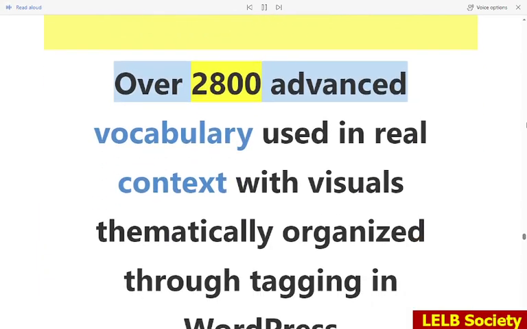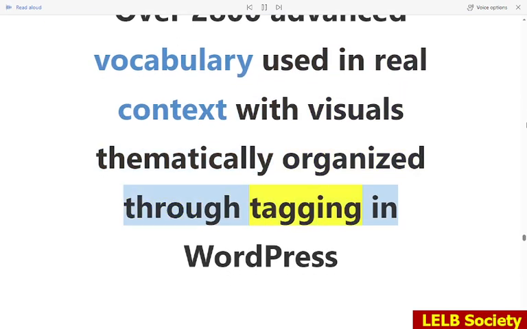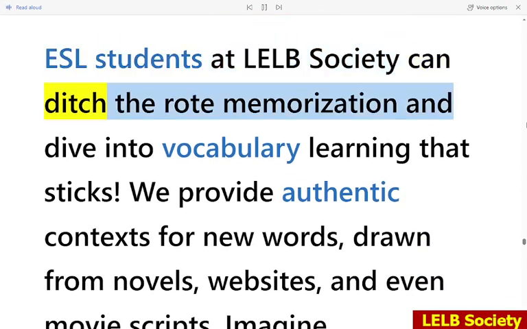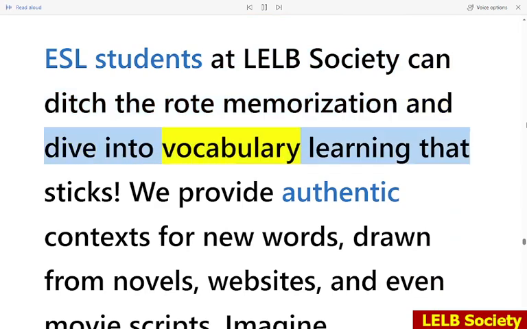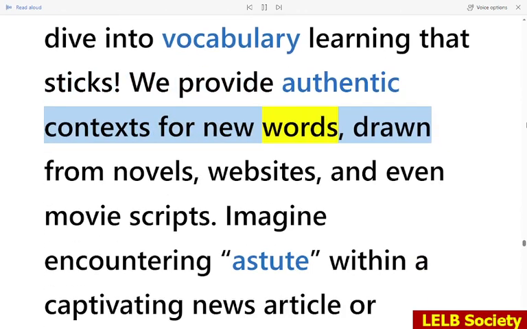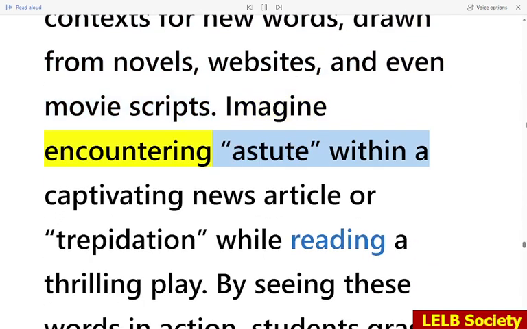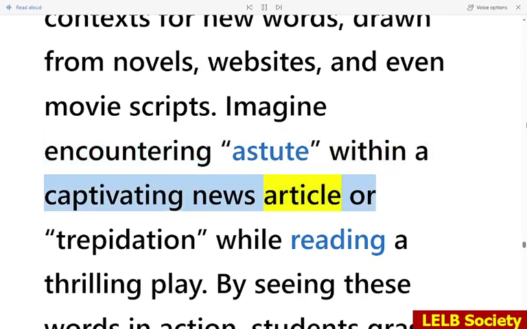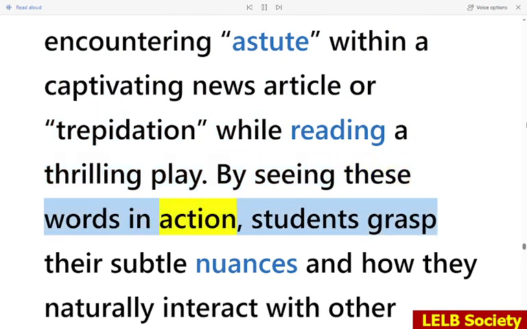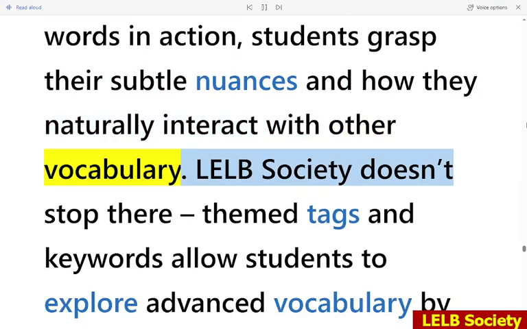Over 2,800 advanced vocabulary used in real context, with visuals thematically organized through tagging in WordPress. ESL students at LELB Society can ditch the rote memorization and dive into vocabulary learning that sticks. We provide authentic contexts for new words, drawn from novels, websites, and even movie scripts. Imagine encountering astute within a captivating news article or trepidation while reading a thrilling play. By seeing these words in action, students grasp their subtle nuances and how they naturally interact with other vocabulary.